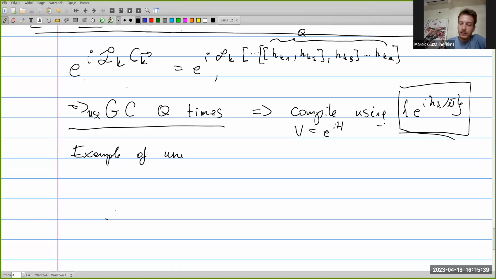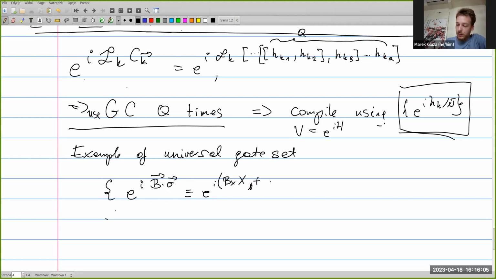of a universal gate set would be single qubit rotations e to i b sigma, so e to i b x x plus b y y plus b z z, for arbitrary b in R3, and an entangling gate.